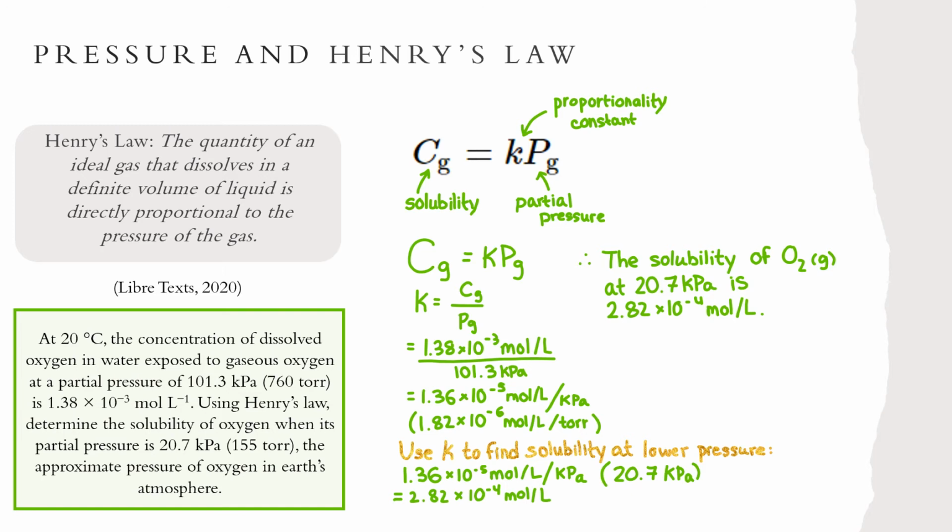And then you can use K, which you already found, to find solubility at a lower pressure. So to do this, you just multiply your answer of K times the partial pressure, which is 20.7 kilopascals, and you're going to get 2.82 times 10 to the negative 4 moles per liter. So therefore, the solubility of oxygen gas at 20.7 kilopascals is 2.82 times 10 to the negative 4 moles per liter. And note that any combination of units that yield to the constraints of dimensional analysis are acceptable for this calculation.